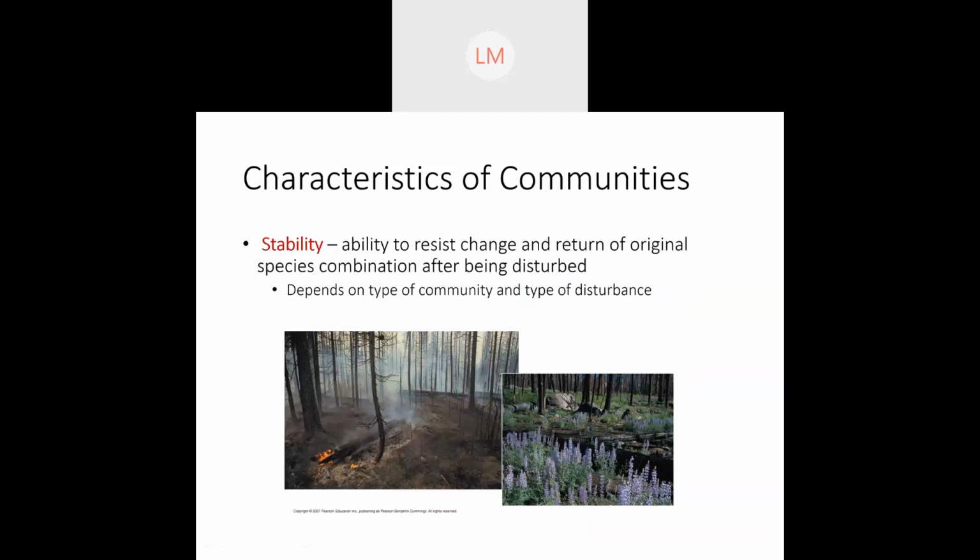Another characteristic of communities we want to think about in addition to biodiversity is the stability of that community. So is it able to resist change, or if it is disturbed, is it able to return to its original species combination? This depends on what that community looks like and what the disturbance looks like, but the stability of that community is its ability to rebound to that original state. So if we have some sort of fire that comes through a forested area, is it able to rebound? Here we see it's starting to rebound with the addition of some new plants after that fire event.